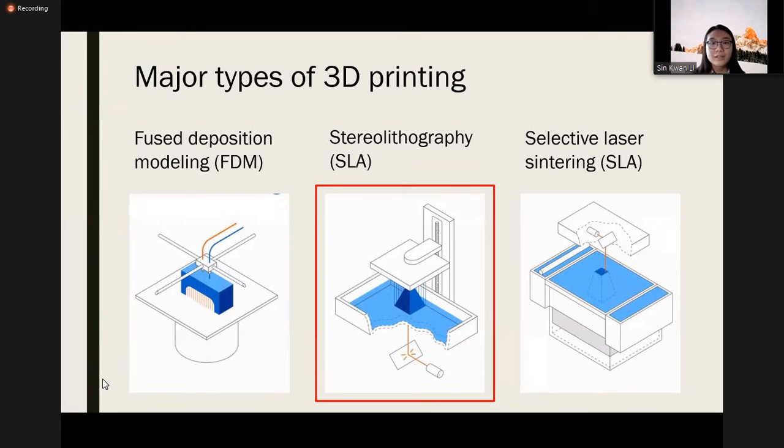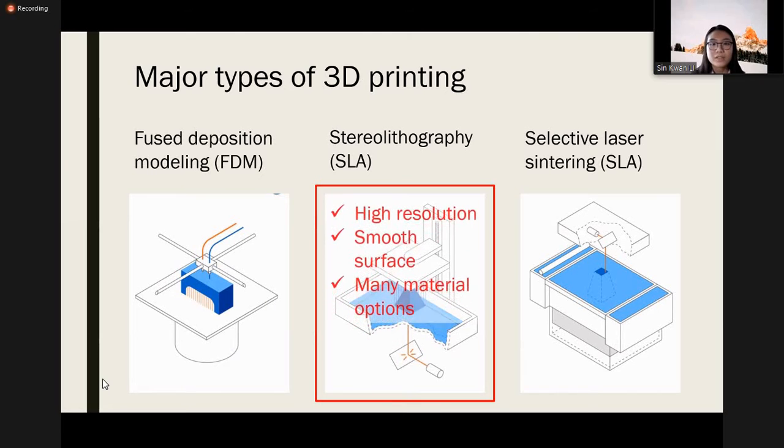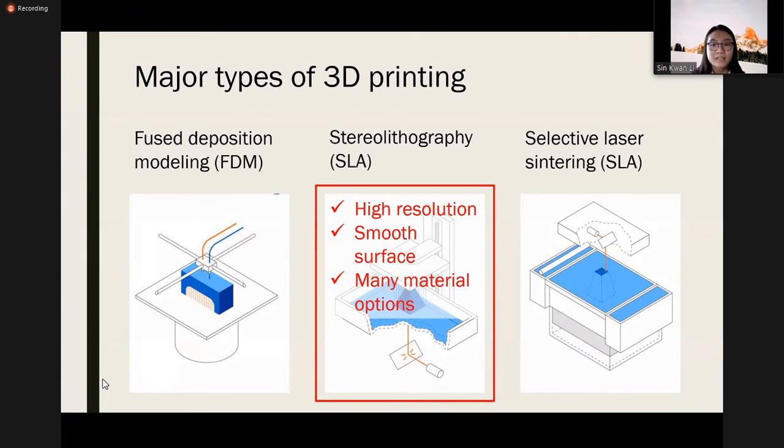So there are three main types of 3D printing technologies available at this moment: fused deposition modeling, stereolithography, and selective laser sintering. DLS belongs to SLA. When compared with the other two, SLA is excellent in printing parts with high resolution and smooth surface finish. It also has the widest range of applications, thanks to its great variety of resins.